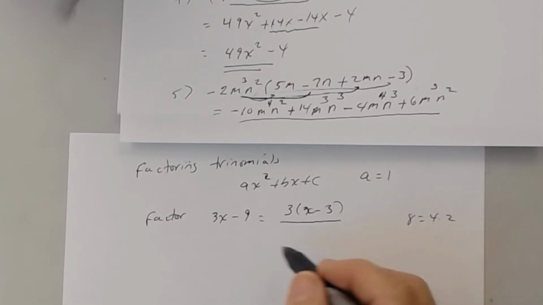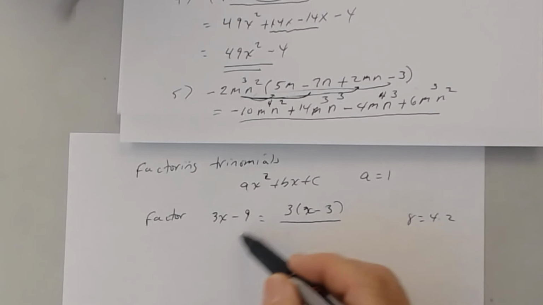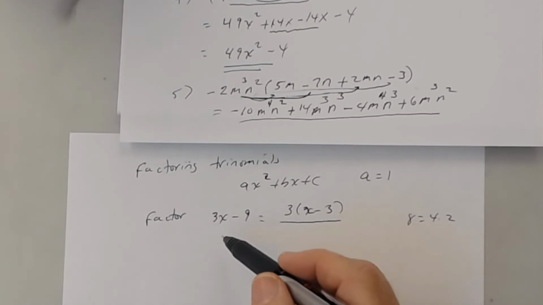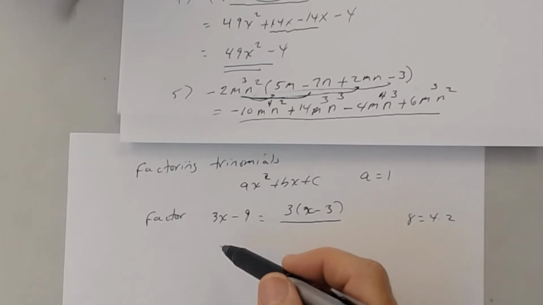Okay? Now, this was not a trinomial, though. What was this polynomial right here? It's not a trinomial. A trinomial has how many terms? 3. This is a binomial. Binomial has how many terms? 2.